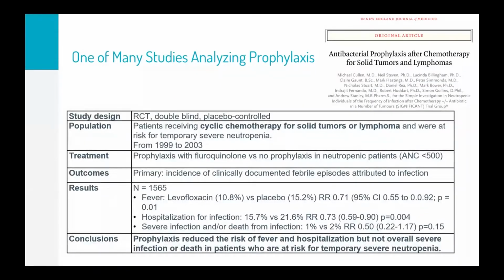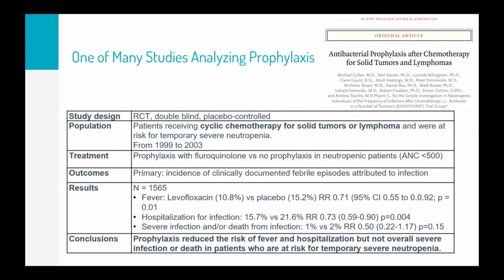So I want to start off with an RCT looking at fluoroquinolone prophylaxis. I picked a very well done RCT in my opinion, but know that there are many out there like this. This RCT was in patients receiving cyclic chemotherapy for solid tumors or lymphoma who were at risk for temporary severe neutropenia. And I want to point out here that this population is generally considered low to intermediate risk.